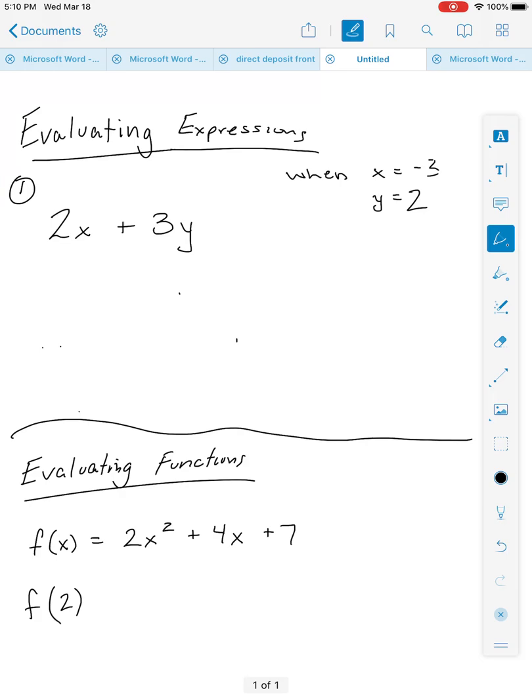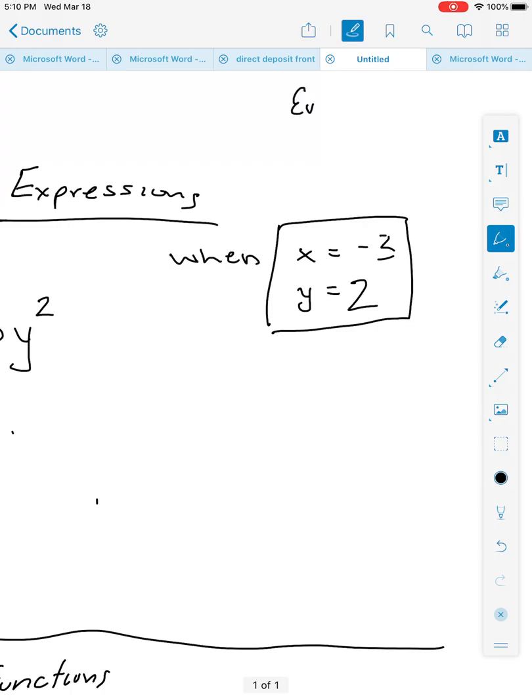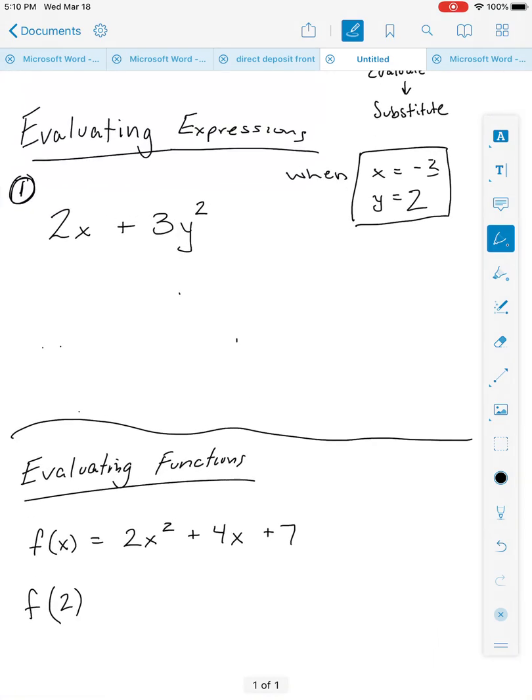I'll start off with evaluating expressions, and we'll call this problem 1 here: 2x plus 3y, and let's add a square to my y variable, when x is equal to negative 3 and y is equal to 2. Now you may recall, I've said this so many times, that to evaluate is just another word for substitute. You'll substitute a number in for a variable. And that's what we have to do here. We're given 2x plus 3y squared when x is negative 3 and y is 2.